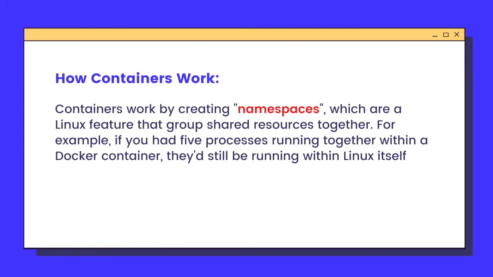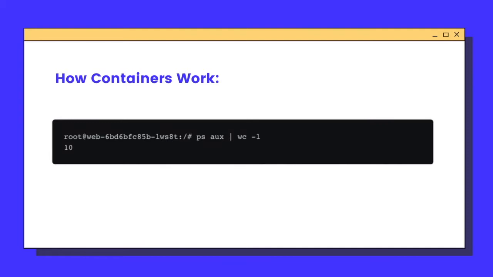So in Linux, containers work by creating namespaces, which are a Linux feature that groups shared resources together. If you had 5 processes running together within a Docker container, they'd still be running within Linux itself, but they would not see the other processes, the ones on the main Linux machine itself. So within the container, if you ran ps-aux and you counted how many lines of output there were, ps-aux is how you see the running commands in a Linux machine, you might see 10. And that means that there's 10 processes visible to you within the container.